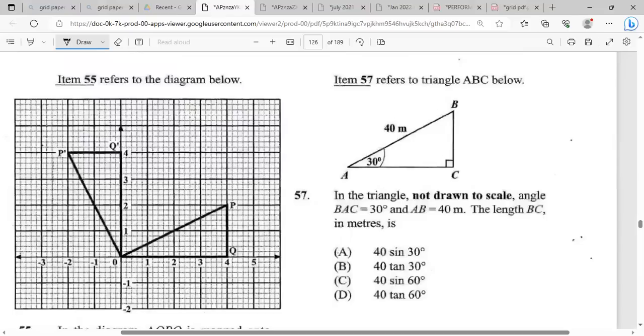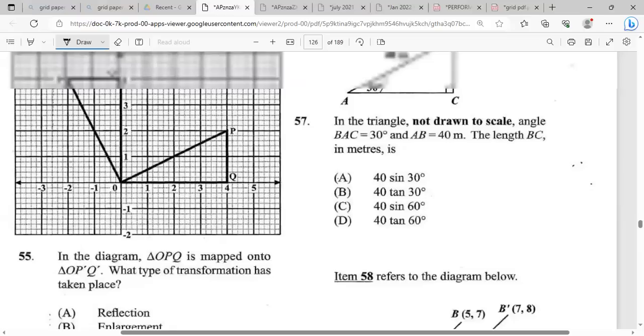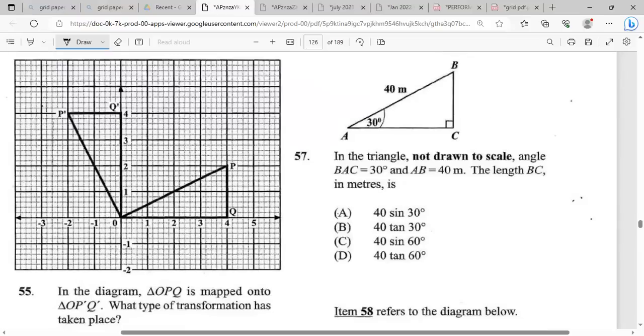55. In the diagram, OPQ is mapped onto OQ. So these are the original ones. What type of transformation has taken place? That would be a rotation. It looks like an anti-clockwise rotation of about 90 degrees. All right, so that's a rotation.